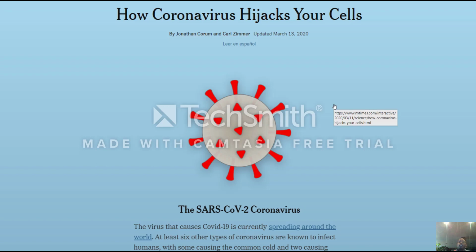So what I'd like to do is use a New York Times website. I want to use this website because I want to use tools that you're able to access easily. The New York Times has done an excellent job of explaining how the coronavirus attacks you, what it actually does. So let me just pull over the website here so we can see this properly together.